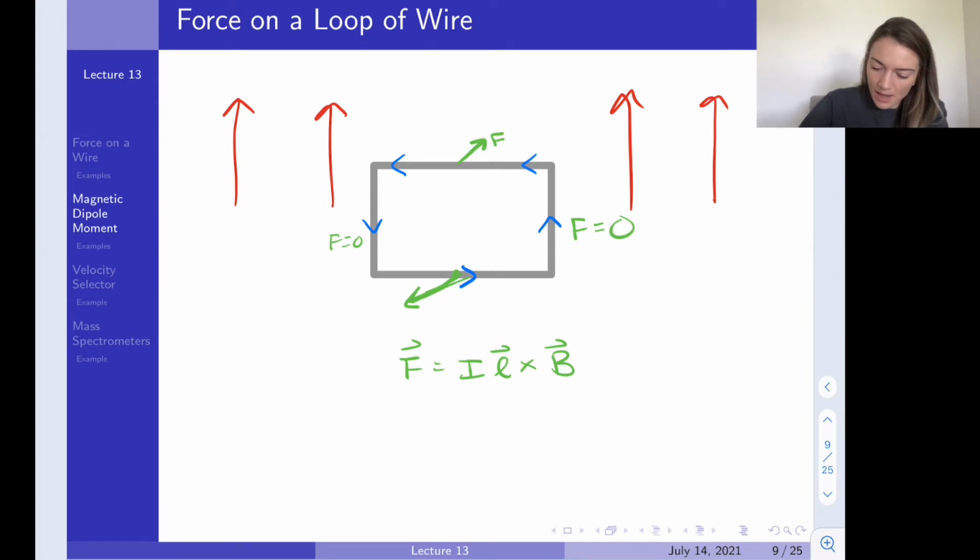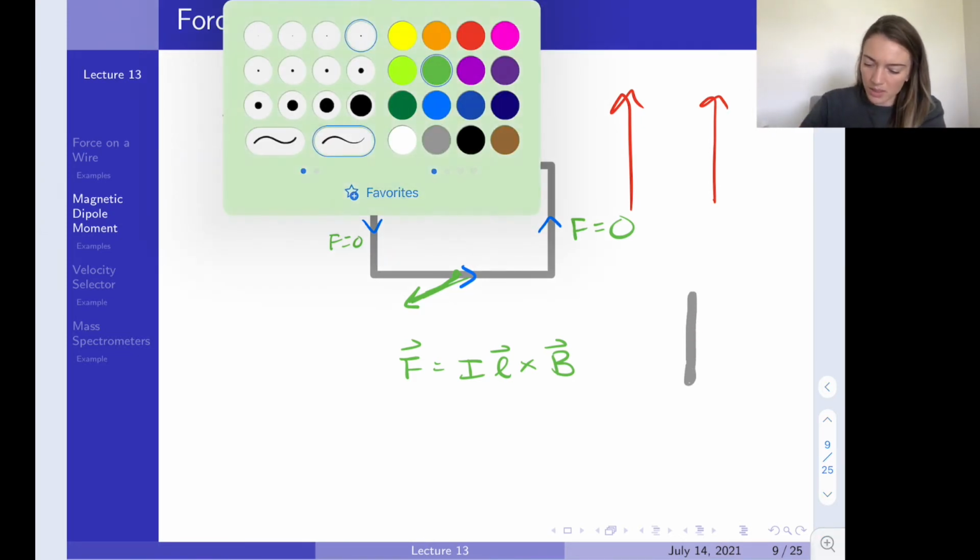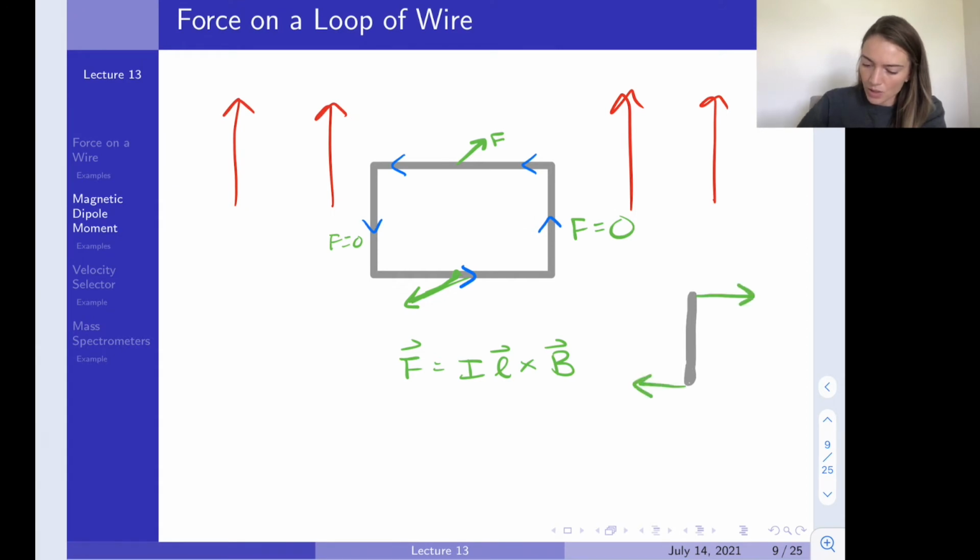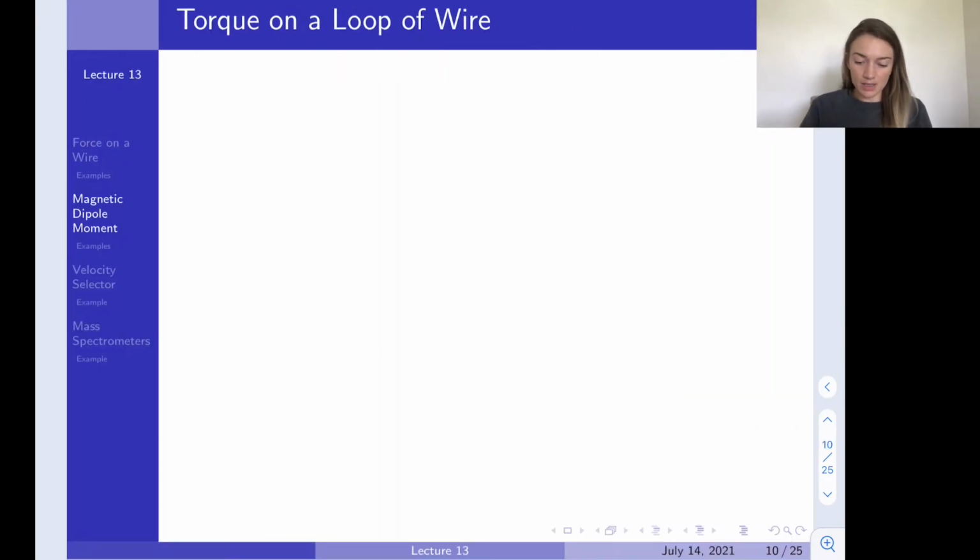So let's look at this loop of wire from the side. Pretend we are looking at it from this direction, head on. We'll see just that one side of the loop, and it will look like the forces acting on it are like this. There'll be a force pulling this side this way, and then a force on this bottom one pulling it in the opposite direction, and this looks like a torque. So when we place a wire loop with a current in an external magnetic field, it will feel a torque, just like an electric dipole. All right, so now let's find what the torque actually is.